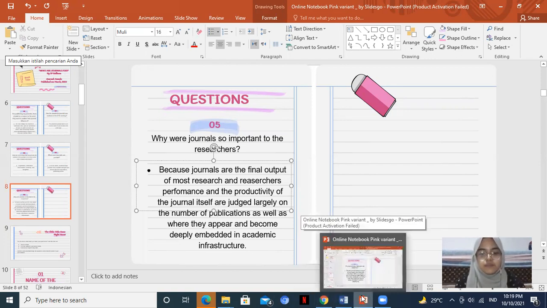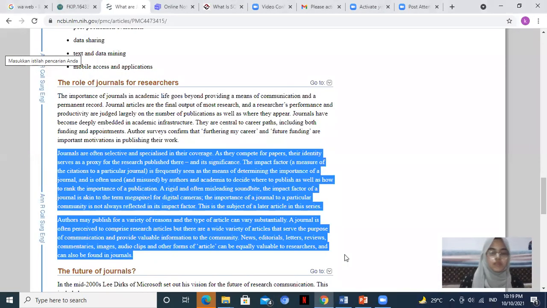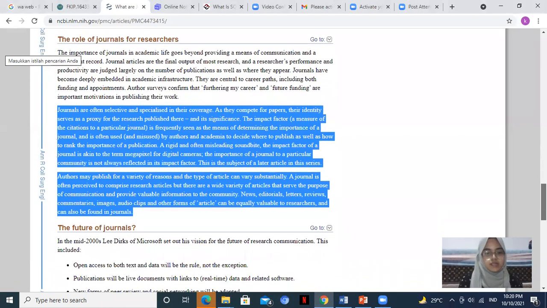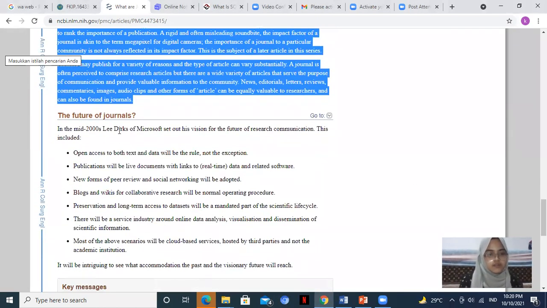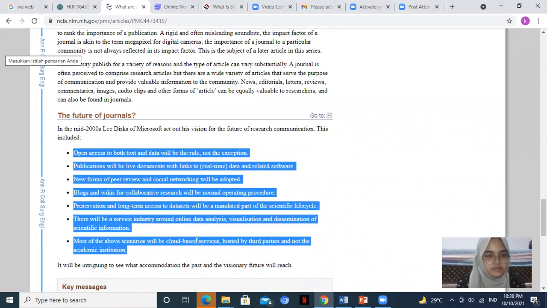And the summary of this answer is that journals have many points that make them very important to researchers. It could be identifying their career paths and many more. And last, we found the features of journals, from here until here.